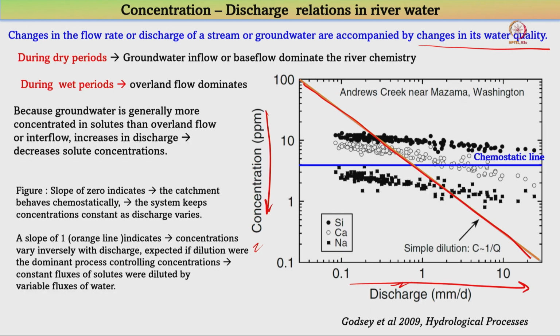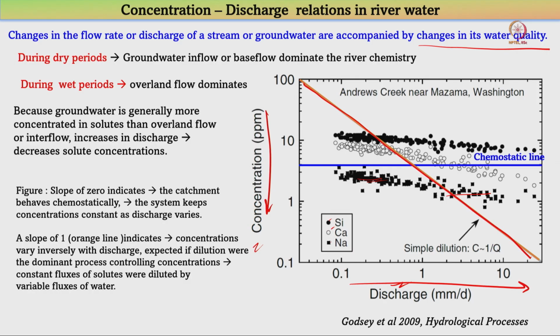But what we also see is that most of the major cations and the major anions follow such plots. So, here you have the silica, the calcium and the sodium, and here you see that there is a slight slope, but it flattens out here, it flattens out here. It does not follow the straight simple dilution curve. Why do we not see that simple dilution curve?